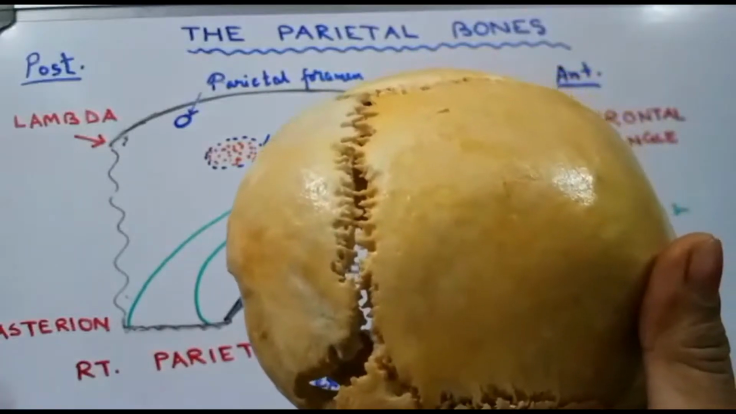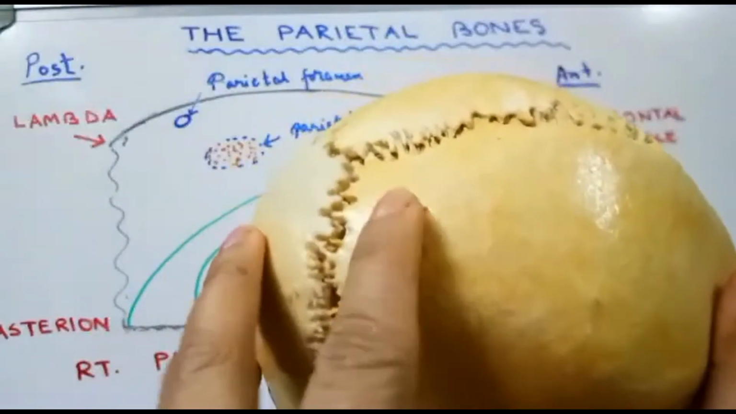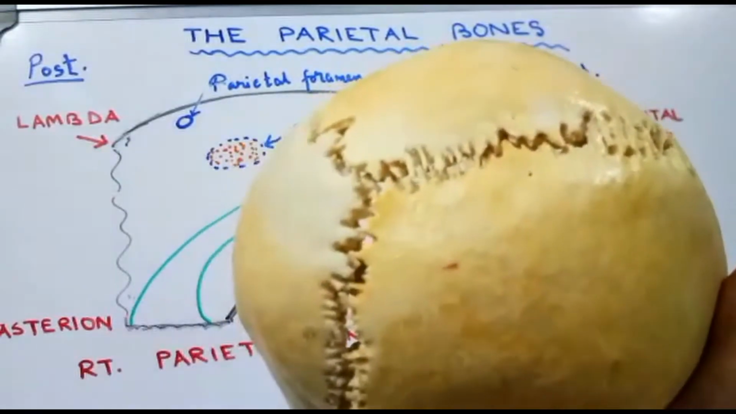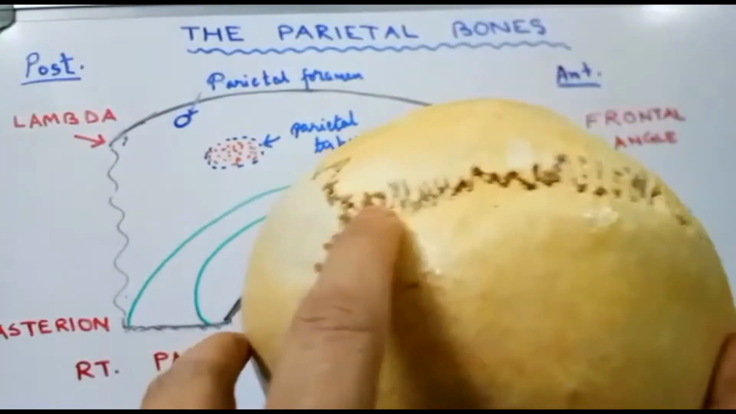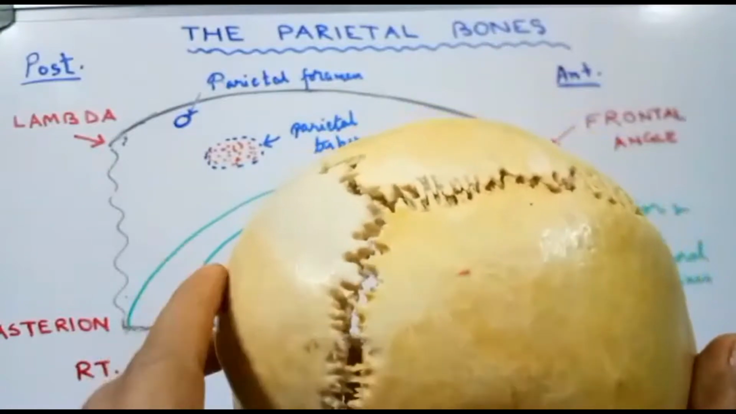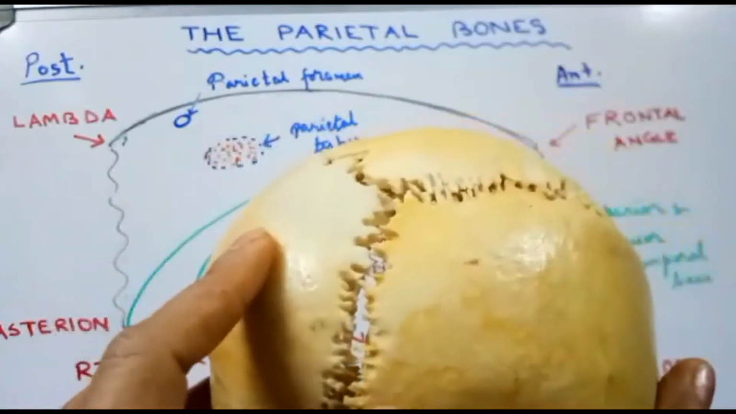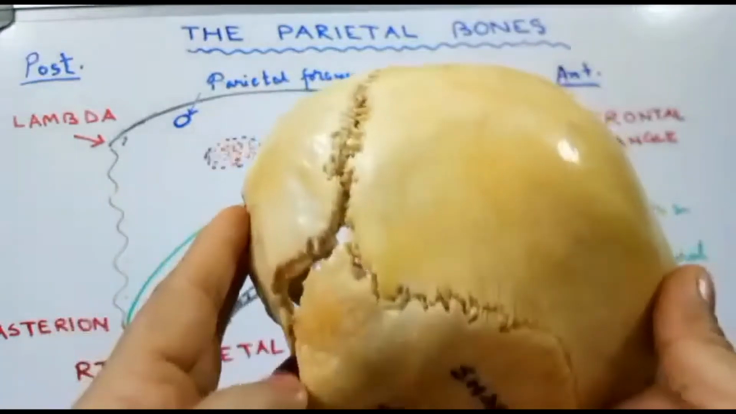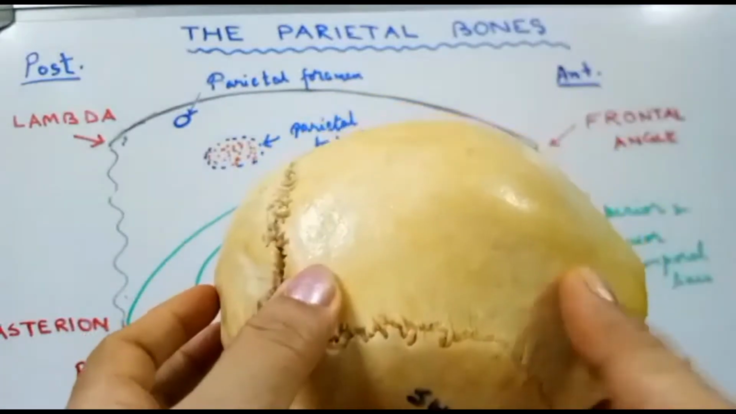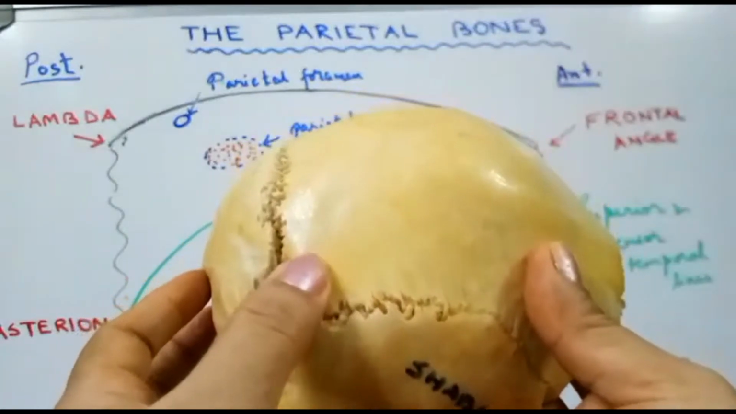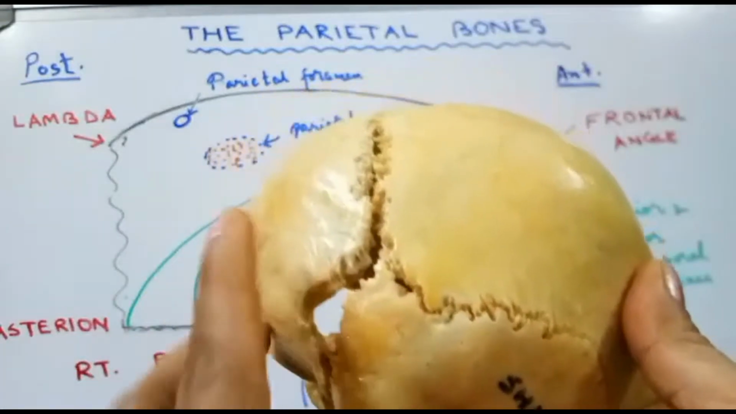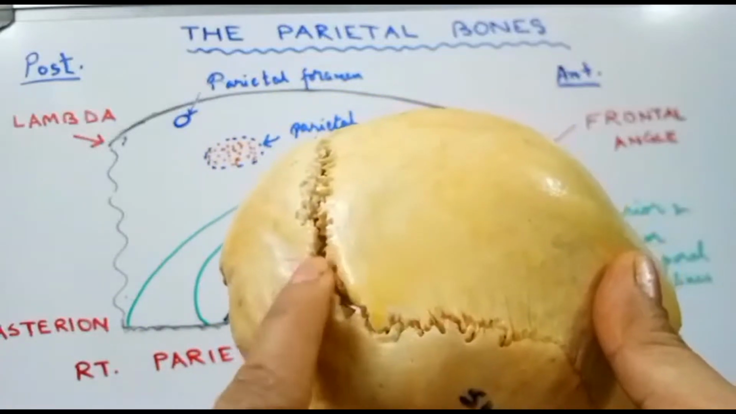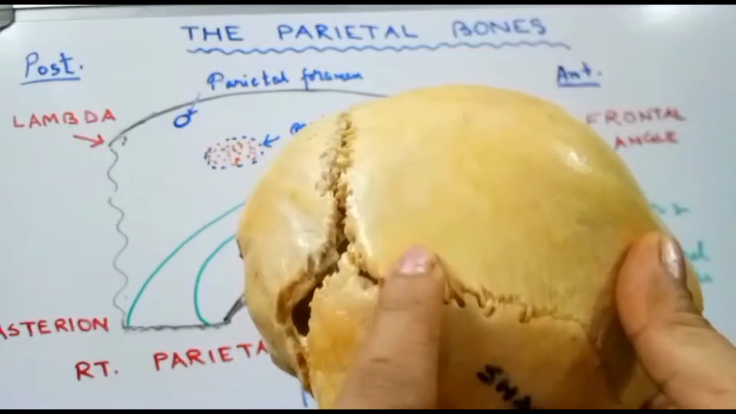Now let us learn the articulations of the posterior-superior angle. Here the posterior-superior angle, you all know, is the meeting point of the sagittal suture with the lambdoid suture. The two parietal bones are articulating with the occipital bone. So the posterior-superior angle is also known as the occipital angle. Come to the posterior-inferior angle. It meets the occipital bone and the mastoid part of the temporal bone. So this angle is also known as the mastoid angle.